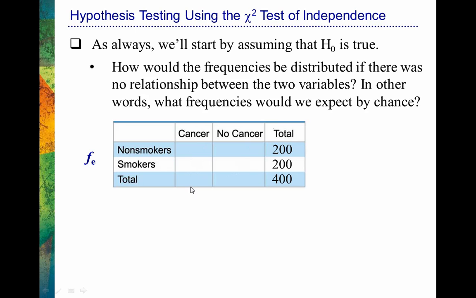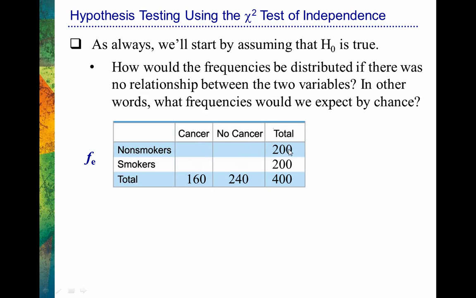How many people in the study had cancer? We can't change that. There were 160 people with cancer. How many people had no cancer? There were 240. So when we try to determine what these values would be just by chance, these column and row totals always remain the same because we're not going to change the number of smokers and non-smokers. We're not going to change the number of people with cancer or no cancer. We simply want to see how would those numbers be distributed if indeed there was no relationship between cancer status and smoking status. So let's just think about it intuitively for a second.